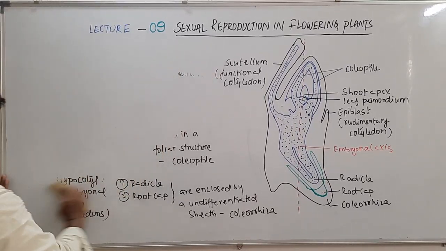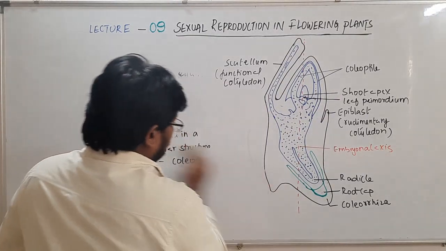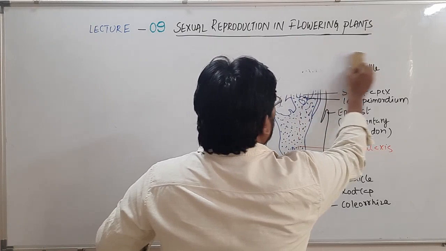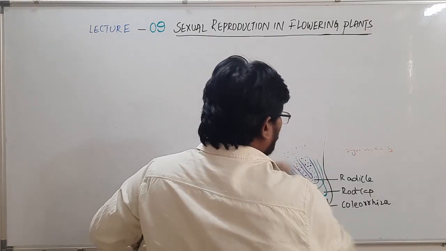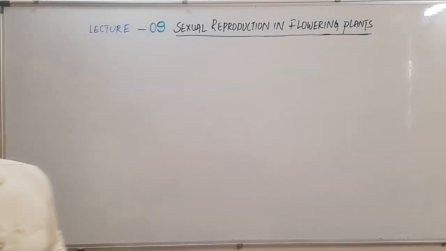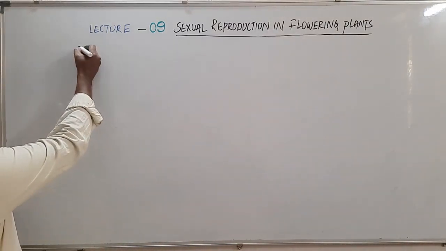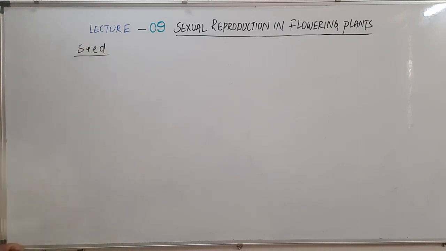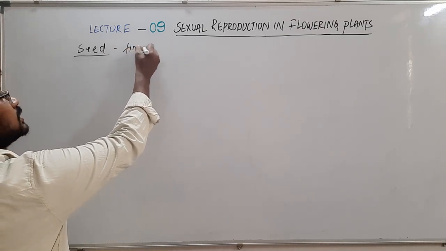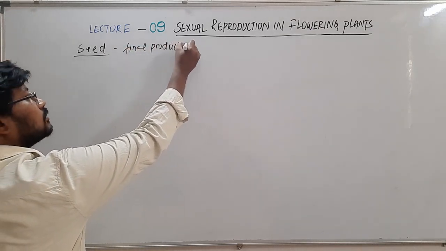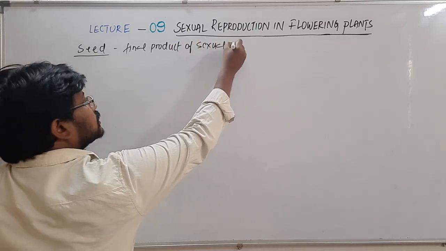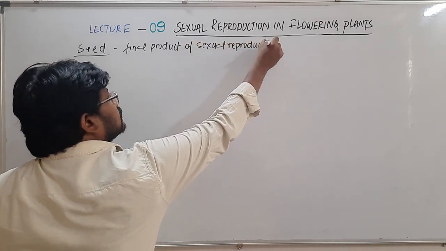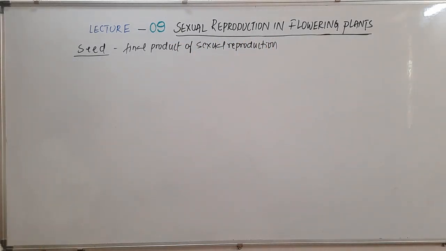So now let's see about the seed. The seed is the final product of sexual reproduction.